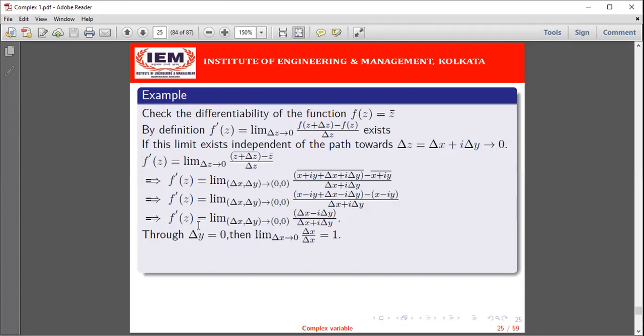So del y will be 0, which means the limiting value will be dependent on x only. So that means the limit as del x tends to 0 of del x by del x will be 1.